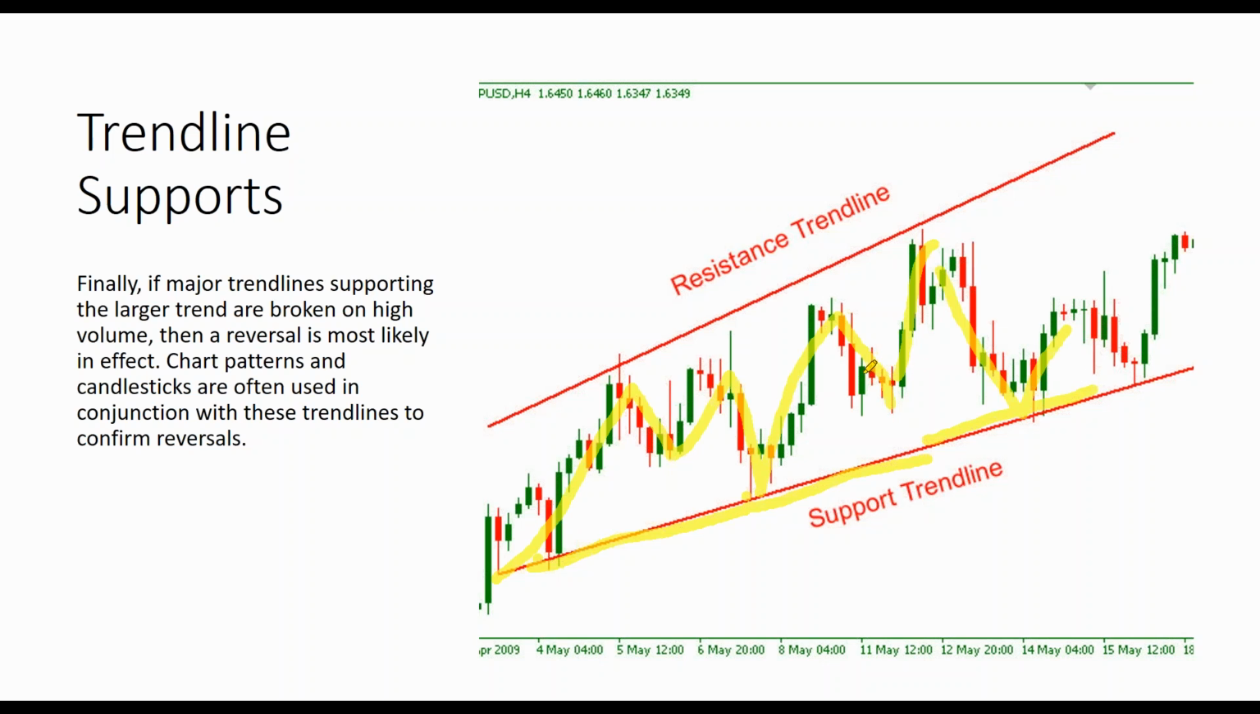Now this is not a pretty trend. In fact, it's a very awkward looking trend that would have been very hard to trade, but if you would have entered a trade here, there would have been no reason for you to exit it, and you could have eventually ridden that profit all the way up to that level. Because like I said, trend lines aren't always beautiful things. Finally, if a major trend line supporting the larger trend is broken on high volume, then the reversal is most likely in effect. Chart patterns and candlesticks are often used in conjunction with these trend lines to confirm reversals. Okay.